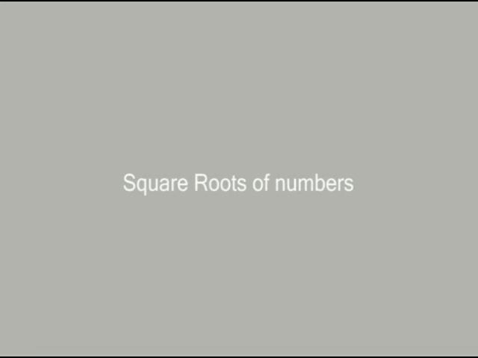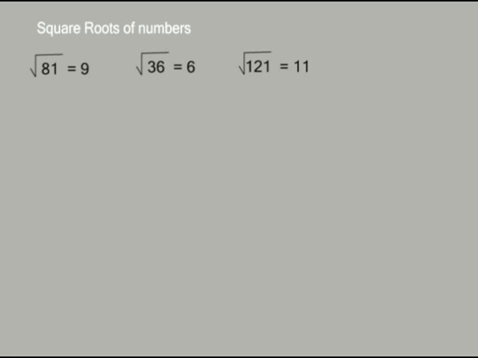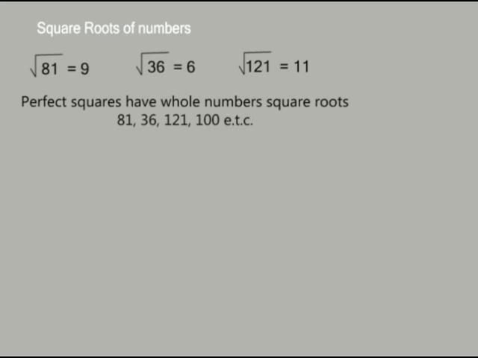Next, we look at square roots. Again, the square roots of certain numbers are often at our fingertips, like the square root of 81 is 9, square root of 36 is 6, and that of 121 is 11, and so on. Numbers whose square roots are whole numbers are called perfect squares, like 81, 36, 121, 100, and so on.